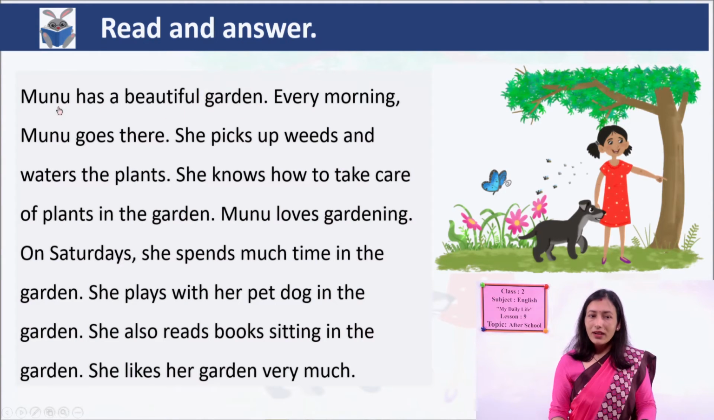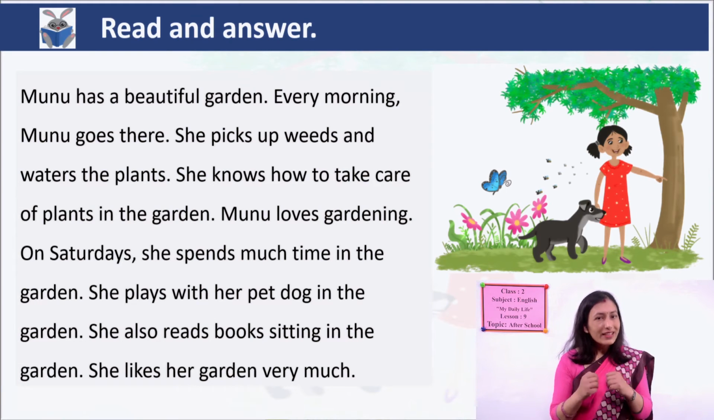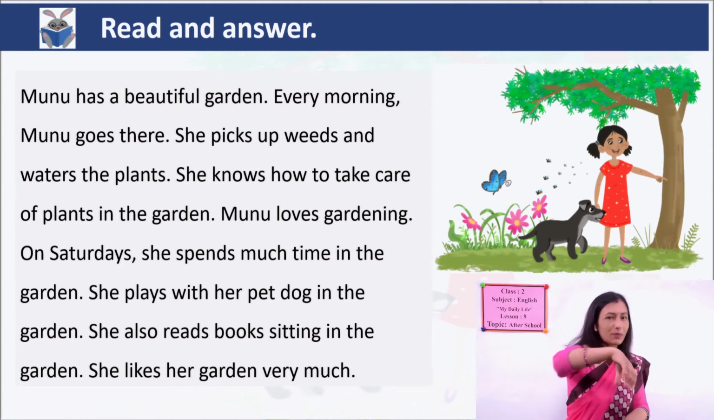Now, tell me, did you read the first line? Okay, so who has a garden? Munu. Very good. Okay. And when does she go there? When does she go there? In the evening? No, every morning. Yes, every morning she goes there. And what does she do in the garden? What does she do? Yes, she picks up unwanted plants. Yes, and also waters the plants. Yes, she waters the plants.